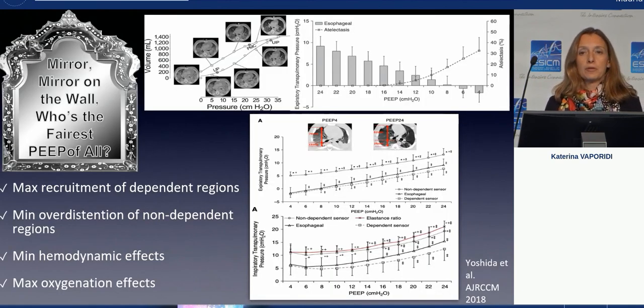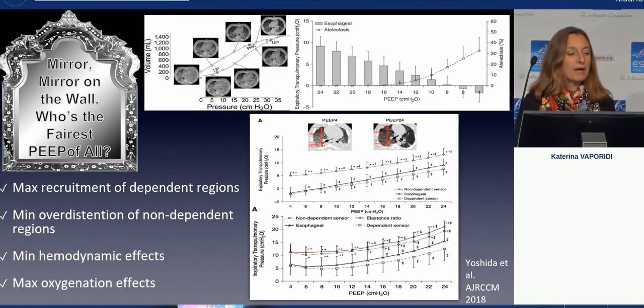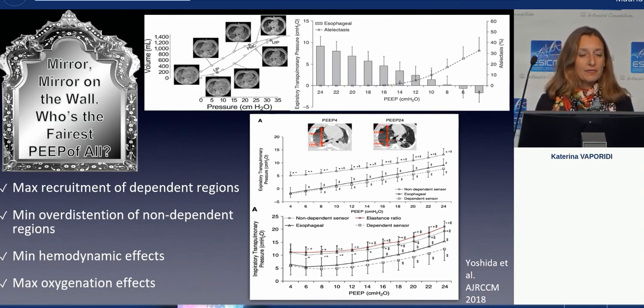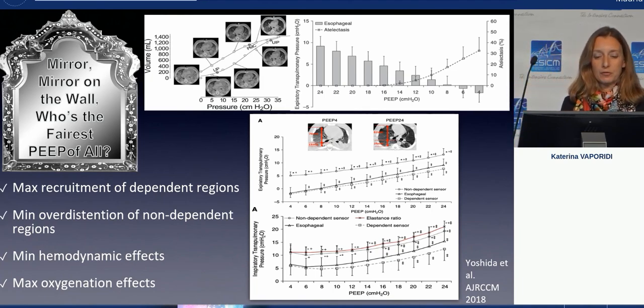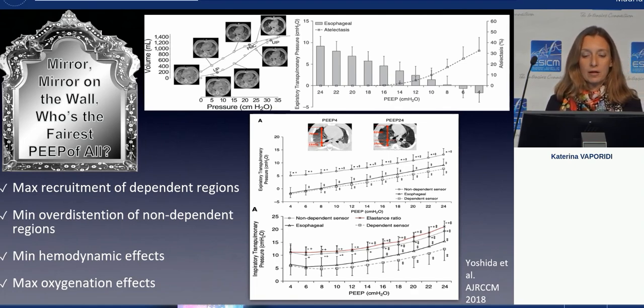So what to do about it? We're looking for the best PEEP of all. Unfortunately, this is a very large issue, and we haven't found it yet. PEEP opens the alveoli in a continuous way, so there's no magic number. There's no 5 or 10 or 15 PEEP that opens the alveoli, but it rather continues to much higher values.